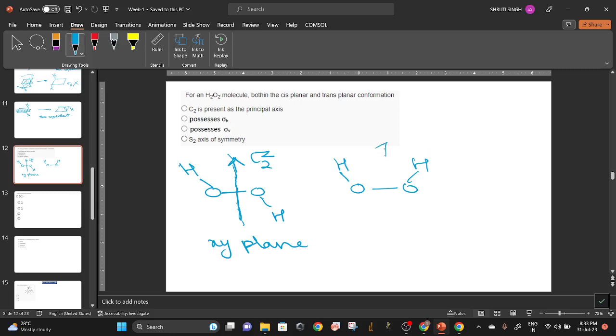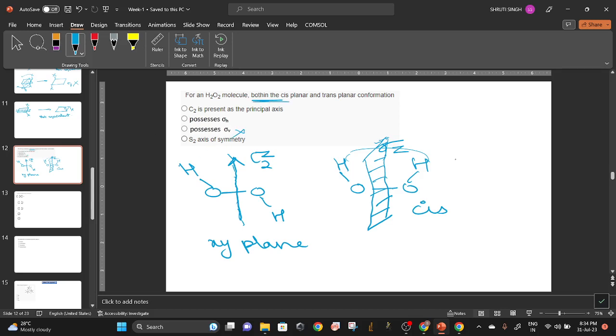Suppose this one, sigma v. So when you are reflecting along this plane, this is a vertical plane. When you are reflecting, these two will reflect, these two will reflect. It is present in the cis, but it will not be present in the trans. So it is asking for both, so this is not true.